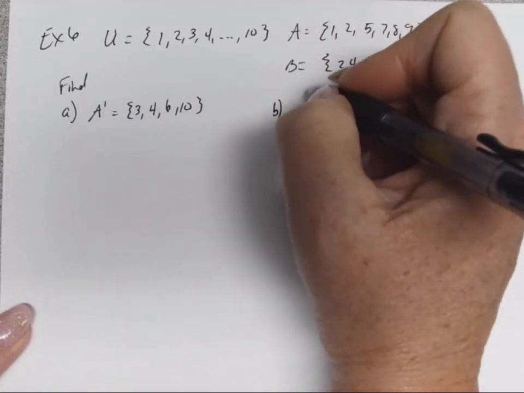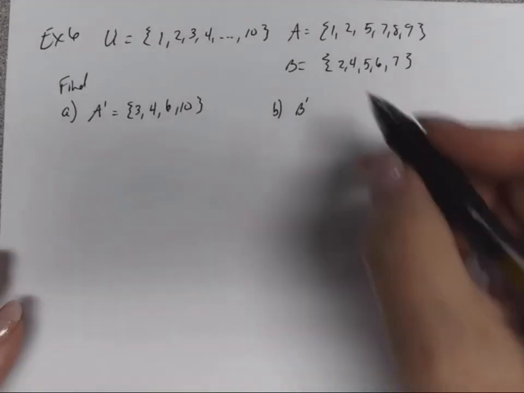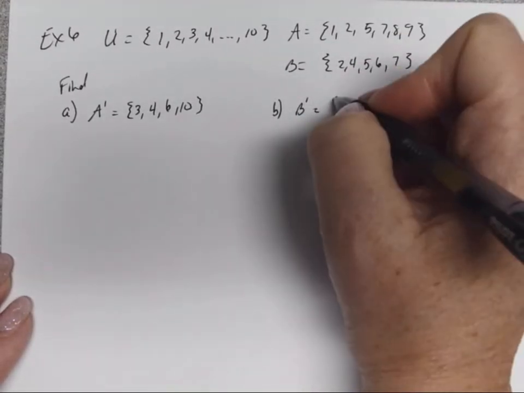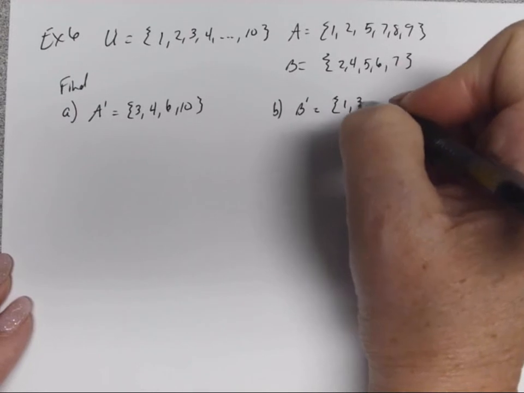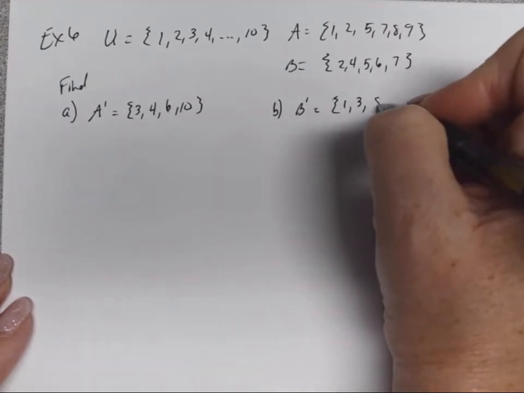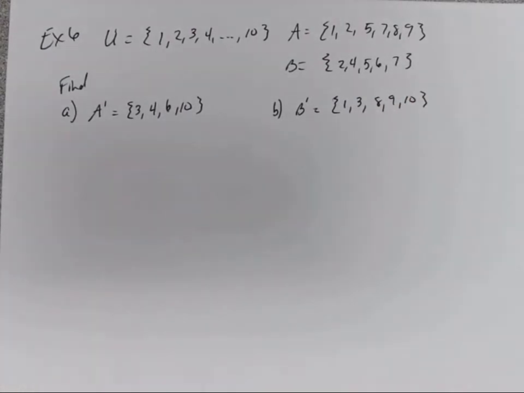So for part B, we're going to find the B complement. When we're looking at B complement, it's everything outside of B. So we'll have 1, 3, 4, 5, 6, 7, and then 8, 9, and 10. That'll be our B complement.